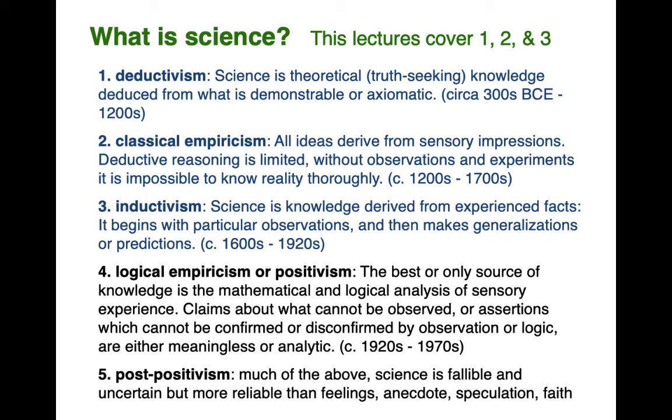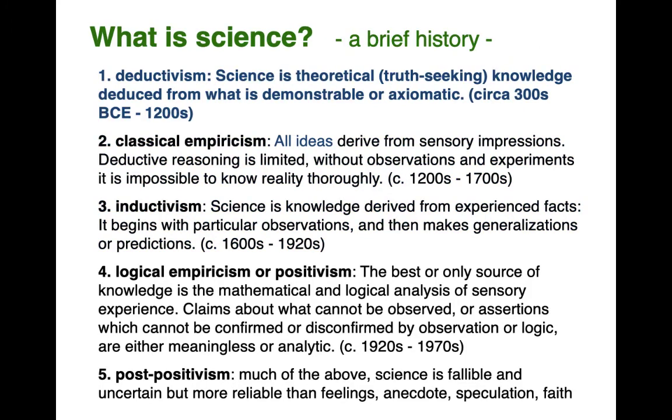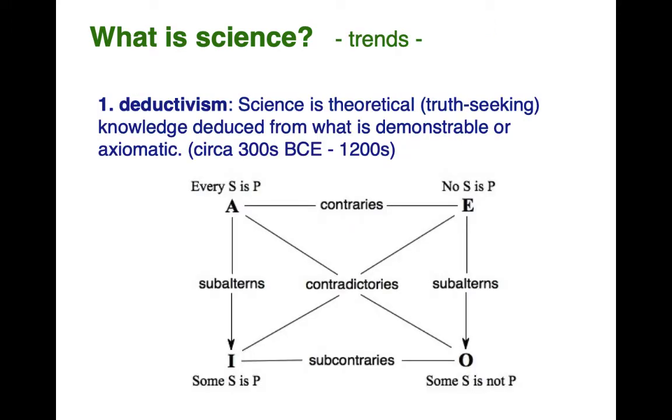So what is science? This lecture will cover 1, 2, and 3 on this slide. So let's begin by discussing what I'll call deductivism. This is an arbitrary name. The point is, it's about the early logical beginnings of scientific thinking. Roughly, what I call deductivism is science is theoretical, truth-seeking knowledge deduced from what is demonstrable or axiomatic.